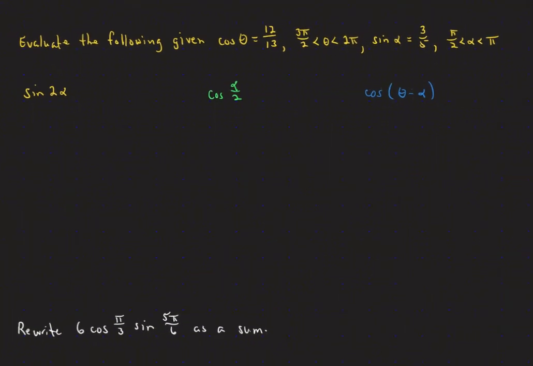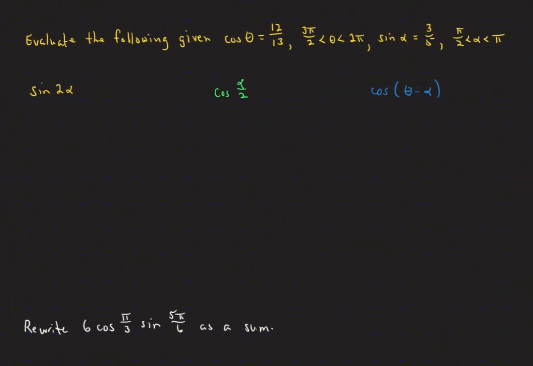Now we're going to be using our half angle formulas, or we know, let's set the stage. We know cosine theta is 12/13, and this is telling us that we're between 3 pi over 2 and 2 pi. So that puts us down here in quadrant 4.